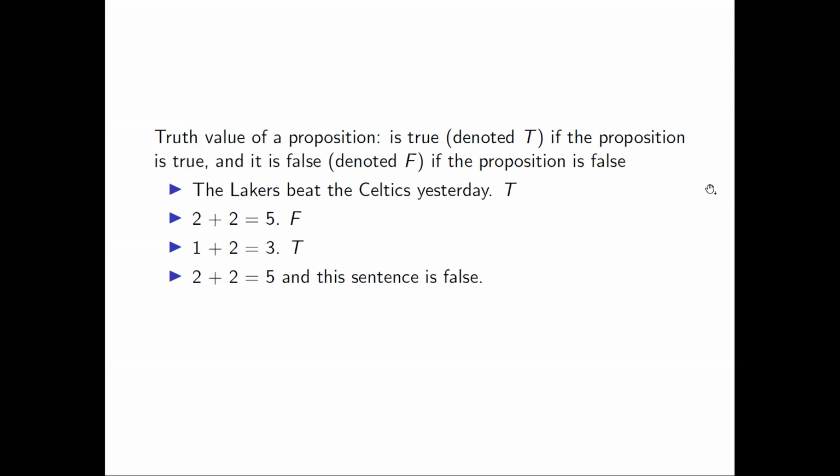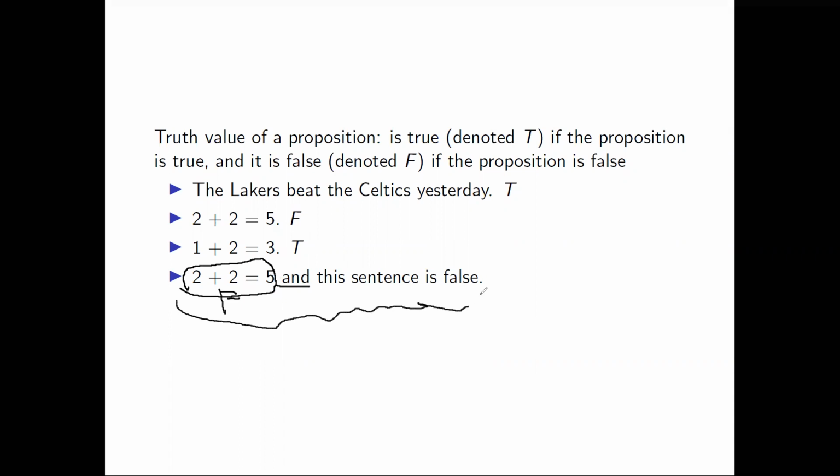2 plus 2 equals 5, and this sentence is false. So we saw on the last slide that this is a proposition, and we saw that it's not true because 2 plus 2 equals 5 is false, and this sentence has an and in the middle. So if one of the parts to either side of the and is false, then the whole thing is false. So the truth value of that proposition is false.